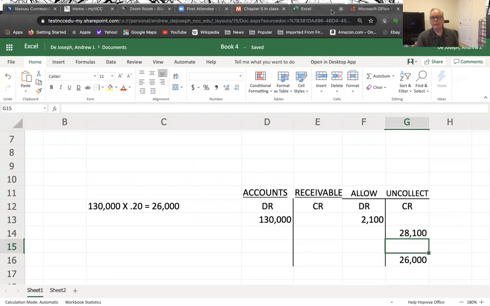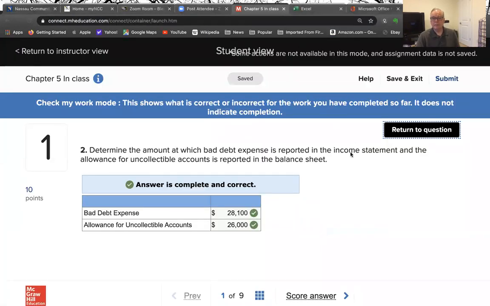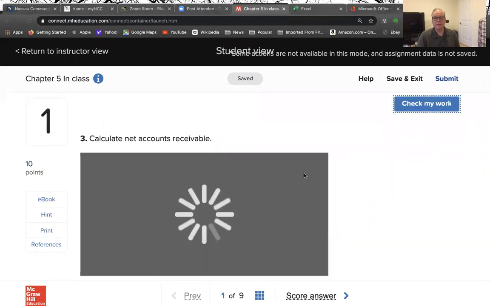Okay. Let's go back to this. Calculate net accounts receivable. Net accounts receivable. Well, net accounts receivable is the gross amount minus the allowance for uncollectibles. So the gross amount was how much? Wasn't that 130? Return to question, sorry.